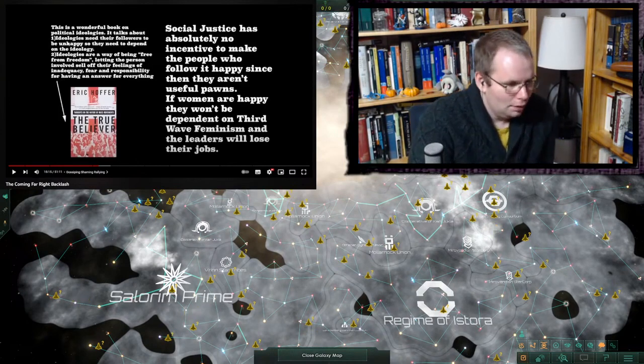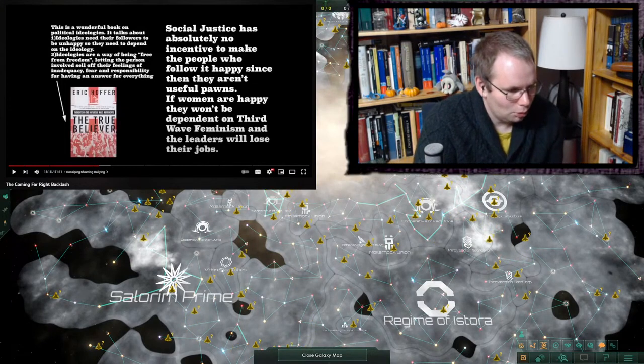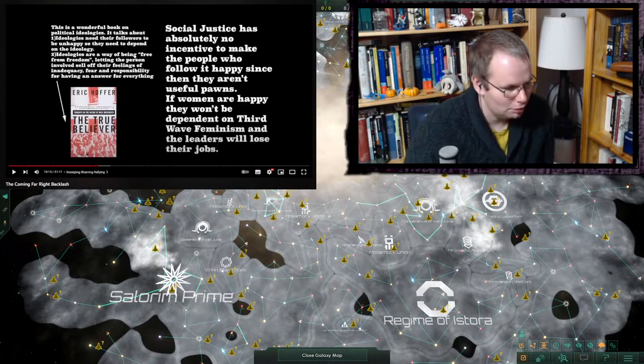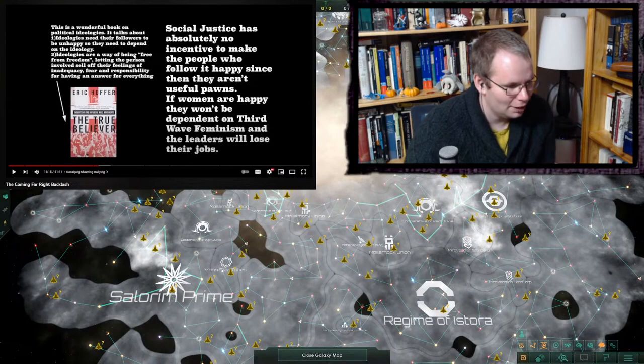Anyways, moving on. This is a wonderful book on political ideologies. It talks about, one, ideologies need their followers to be unhappy, so they need to depend on the ideology. Two, ideologies are a way of being free from freedom, letting the person involved sell off their feelings of inadequacy, fear, and responsibility for having an answer for everything.